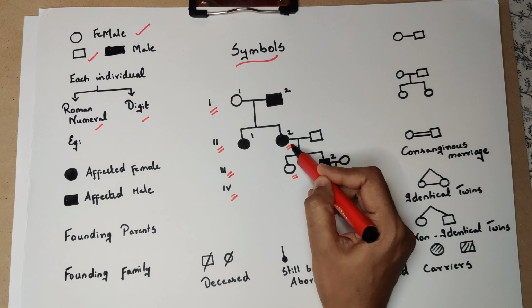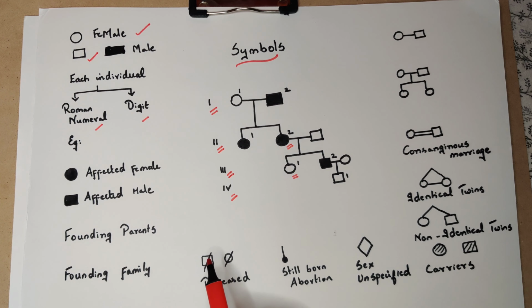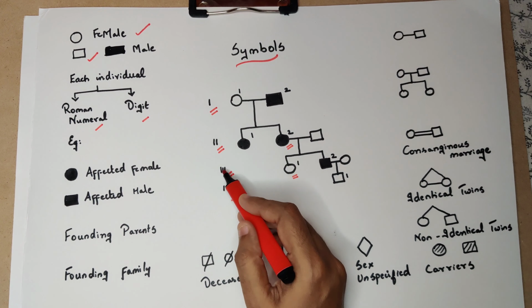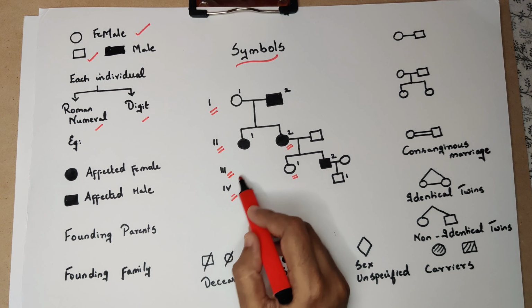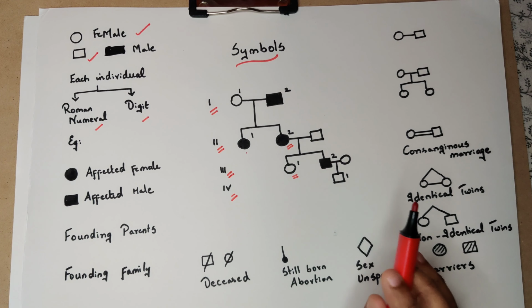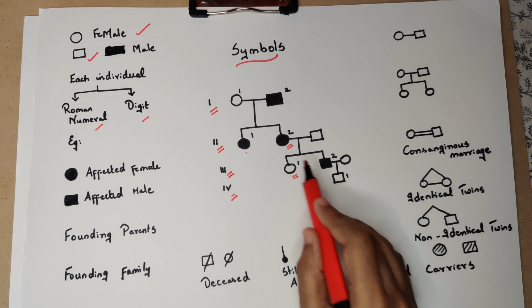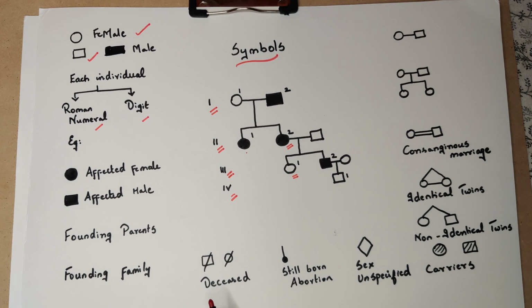So each individual has got 2 places assigned to it. One is which generation they belong to, 1, 2, 3 or 4, and the other is the individual's order of birth. Firstborn, this is secondborn. Firstborn, secondborn. Like that it goes for this particular parent.